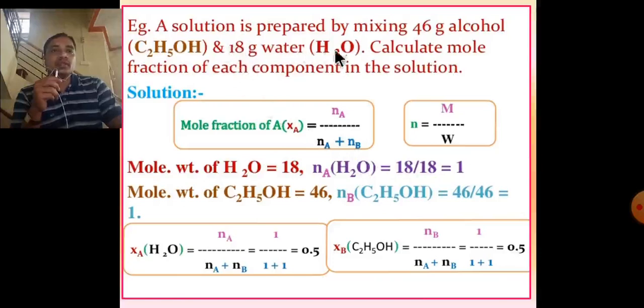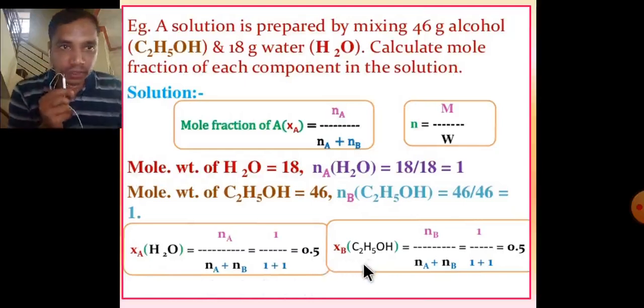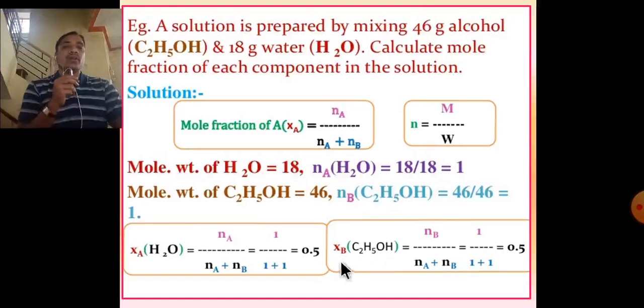Next example. A solution is prepared by mixing 46 gram ethyl alcohol and 18 gram water. Calculate the mole fraction of each component in the solution. Mole fraction: the number of moles is calculated using the formula weight divided by molecular weight. The mole of water is 1, the mole of ethyl alcohol is 1, so the mole fraction in the mixed solution is 0.5, and for the particular component ethyl alcohol the mole fraction is 0.5.